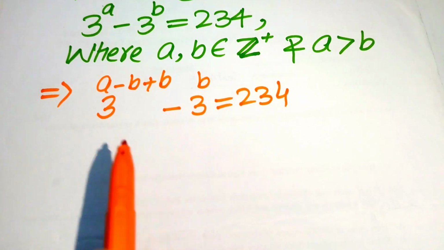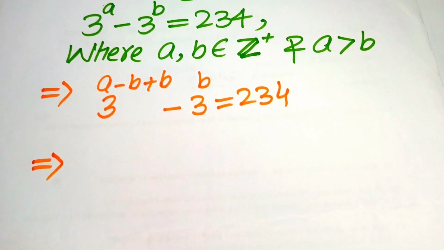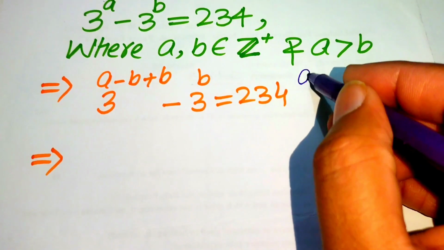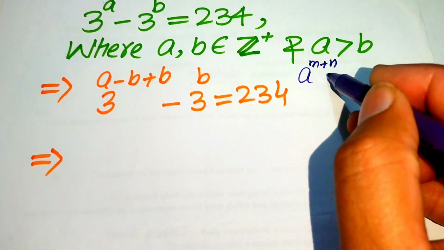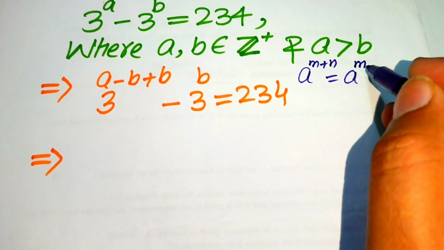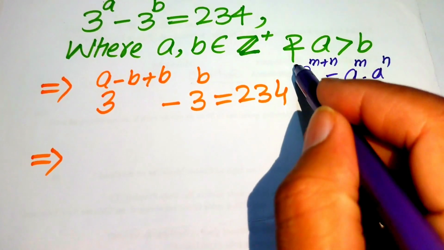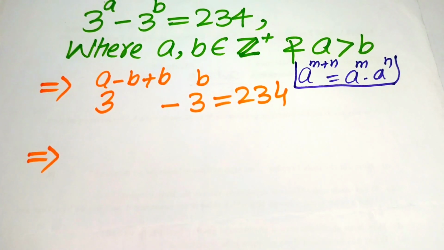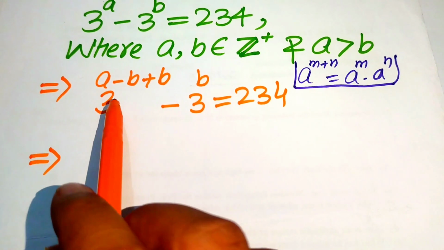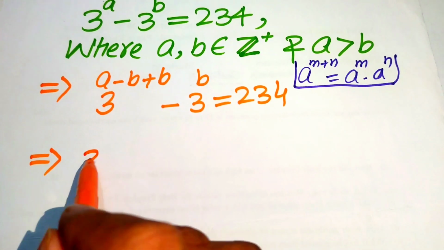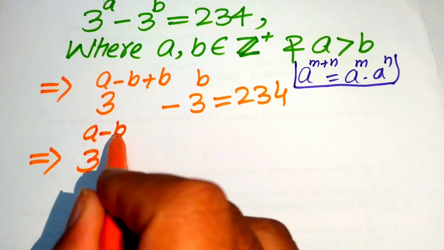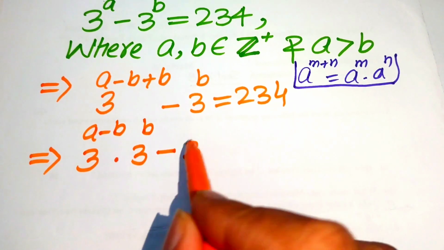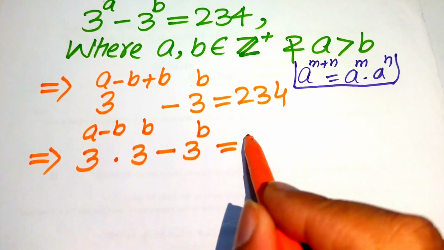And now we use the nice exponential law, and you know about this exponential law. If we have a to the power of m plus n, it equals a to the power of m times a to the power of n. So now we use this law on the left hand side, and we write this term as 3 to the power of a minus b times 3 to the power of b, minus 3 to the power of b equals 234.